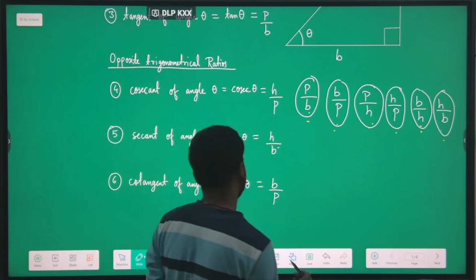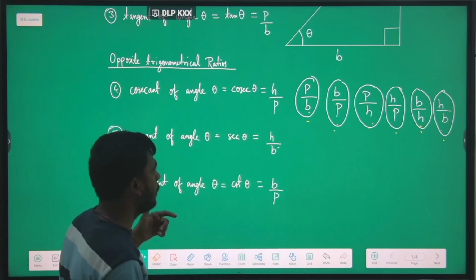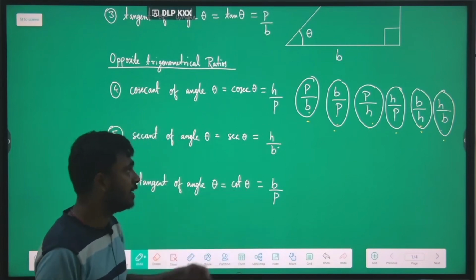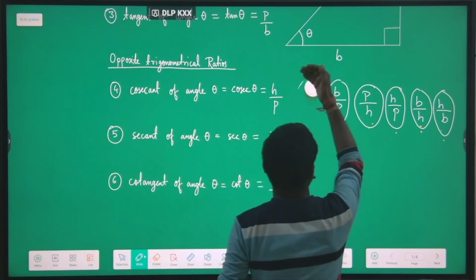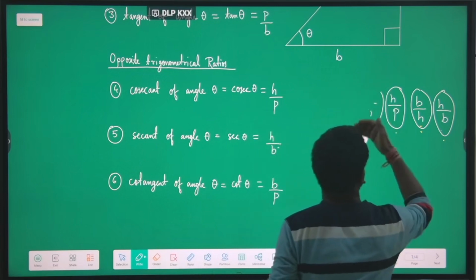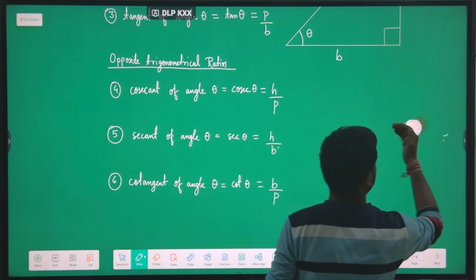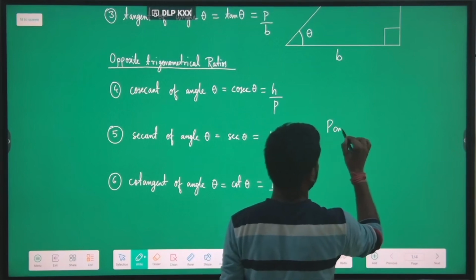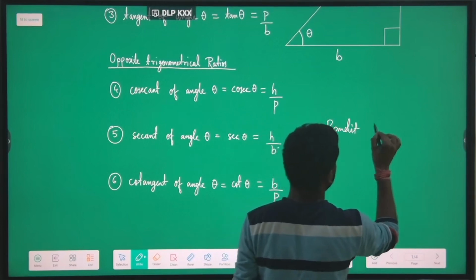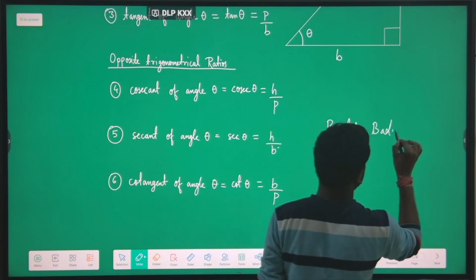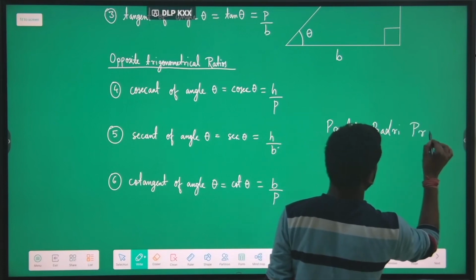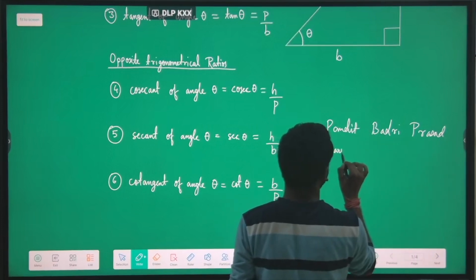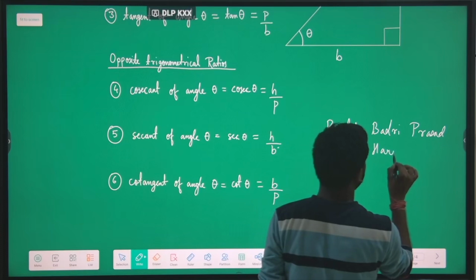Now, we got to know about these ratios and their values. To make it understood through mnemonics, we use a mnemonic called Pandit Badri Prasad, Hari Hari Bol.